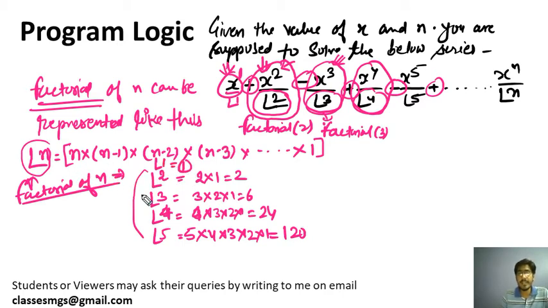So factorial of 2 is calculated starting from 2, and we will keep on multiplying the numbers till we get the 1. 3 multiplied by 2, 2 multiplied by 1; 4 multiplied by 3, 3 multiplied by 2, 2 multiplied by 1; 5 multiplied by 4, 4 multiplied by 3, 3 multiplied by 2 and 2 multiplied by 1. Okay, so this is how we will calculate the factorial.